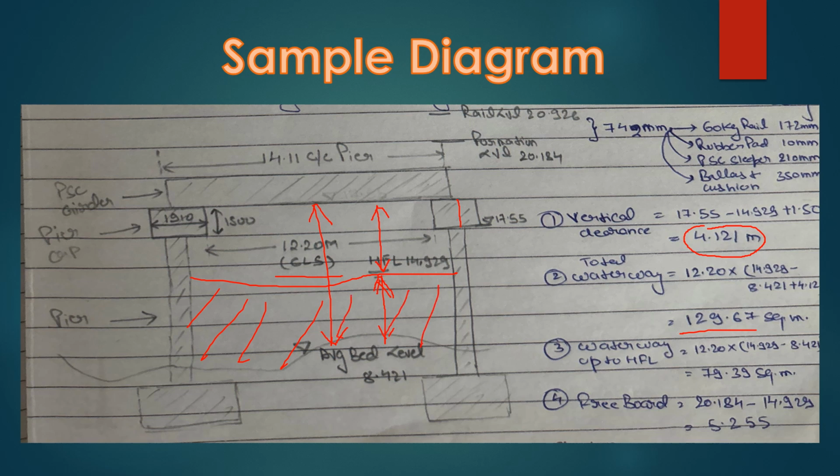Now there is a confusion somewhere. If this is the vertical clearance, what do we call freeboard? The freeboard is different from the vertical clearance. The freeboard is the distance between the formation level and the highest flood level. Means this is the freeboard. So the formation level is 20.184 and the highest flood level is 14.929. If you subtract them, we get the freeboard. Freeboard is 5.255. So now we have understood what the total waterway is. So it will be very easy for us to understand the next classification of the bridge.